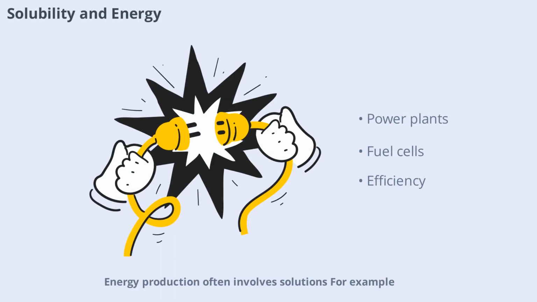Energy production often involves solutions. For example, power plants use water to dissolve chemicals that control corrosion and scaling. Fuel cells rely on soluble electrolytes to generate electricity. Understanding solubility is key to efficient and sustainable energy systems.